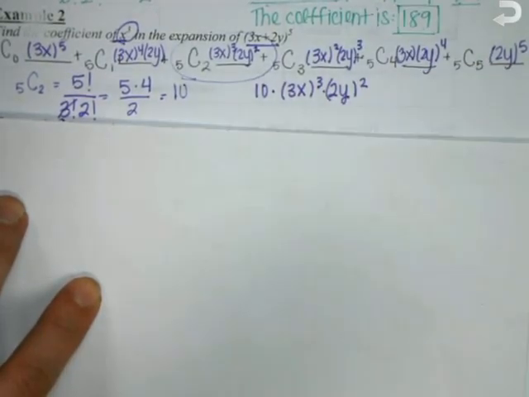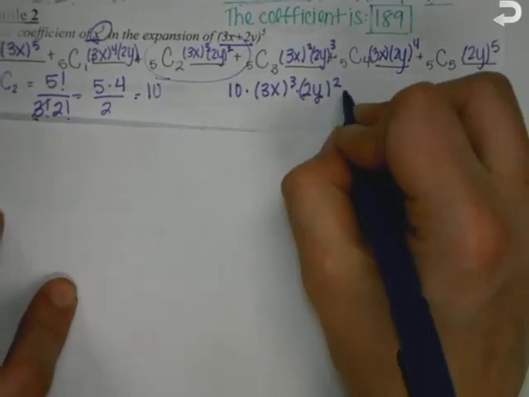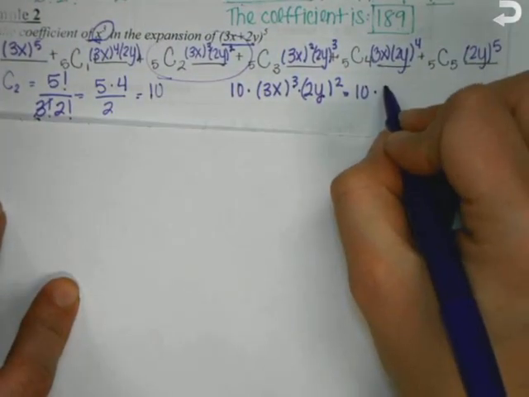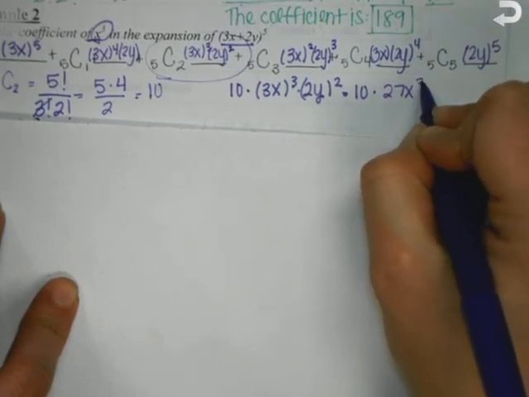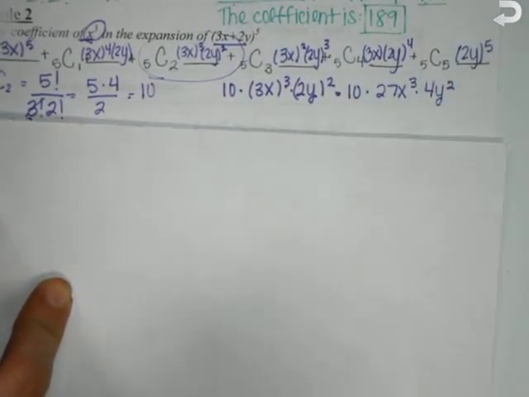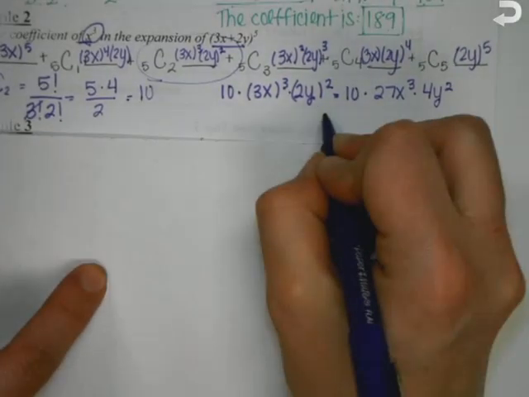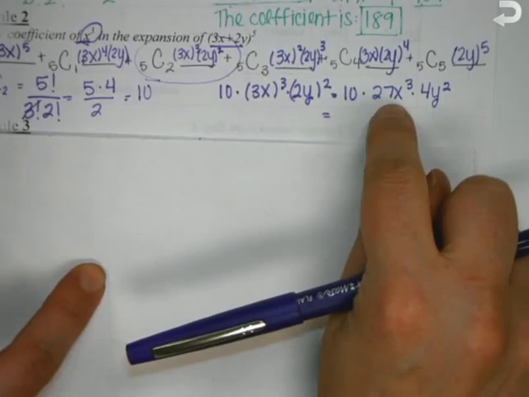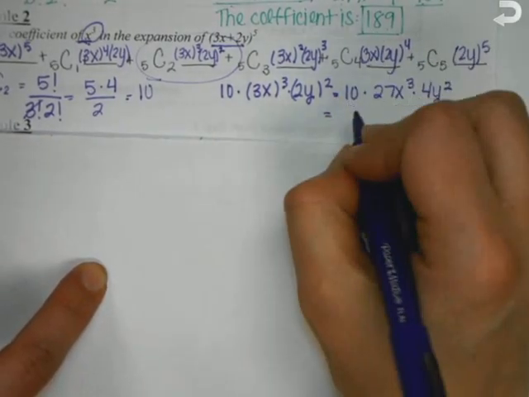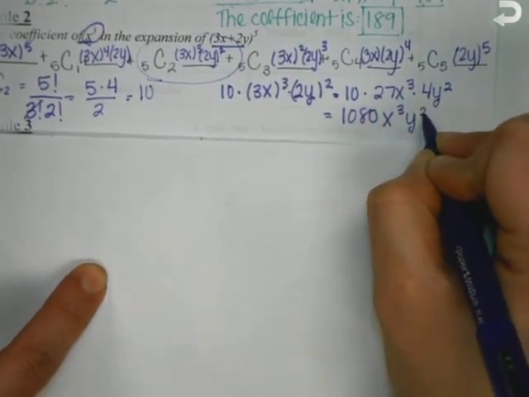Okay, that's going to give me 10 times, what's 3x to the third? 27. 27x to the third times 4y to the second. So that is 10 times 27, which gives me 270 times 4, 1080, x to the third, y to the second. This is the whole term. We only want the coefficient, so my answer is 1080.